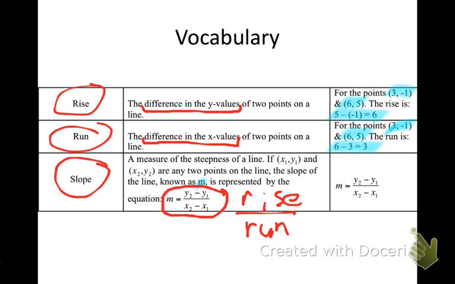Yes, sir. You can do y1 minus y2 over x1 minus x2 as long as you're consistent and do it the same for both. Does that make sense?